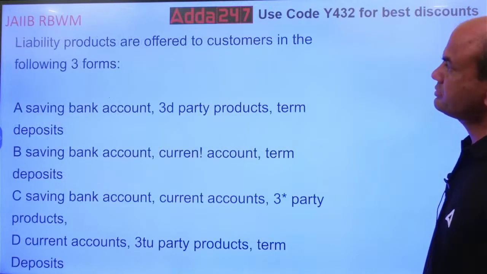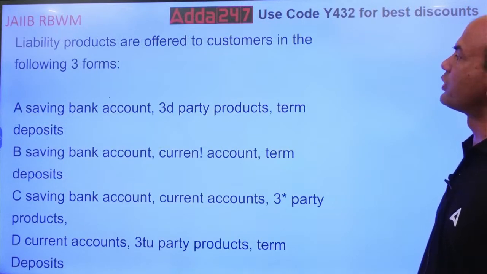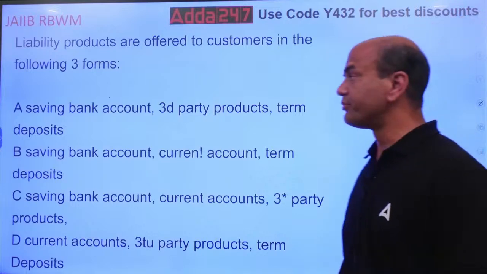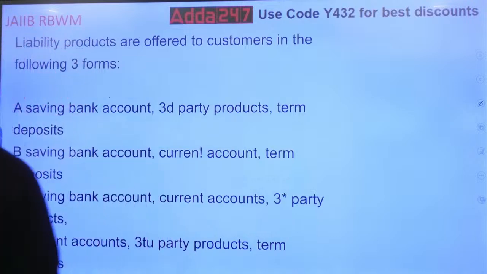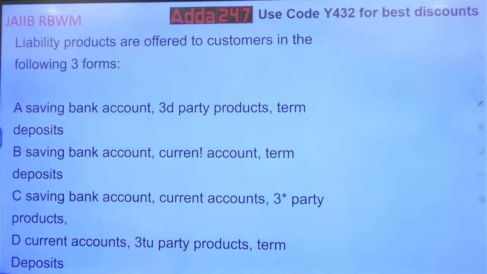Next. Liability products are offered to customers in the following three forms. So how do liability products happen? This is the simplest one. You can answer it right now, without me reading it. Saving account, third party, term deposits. Saving account, current account, term deposits. Saving account, current account, third party. Saving account, third party and term deposits. This is the basic. You must know this.